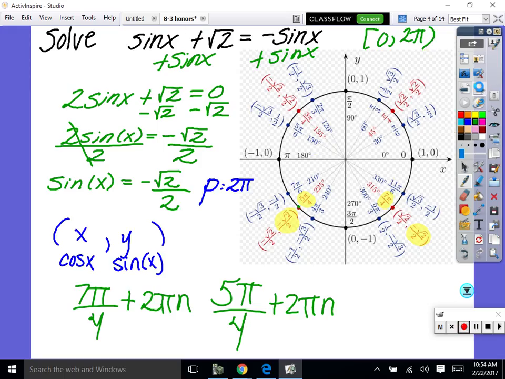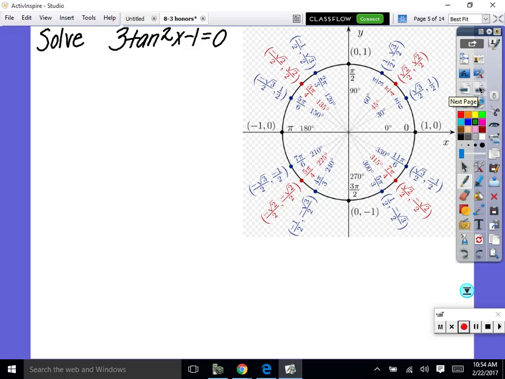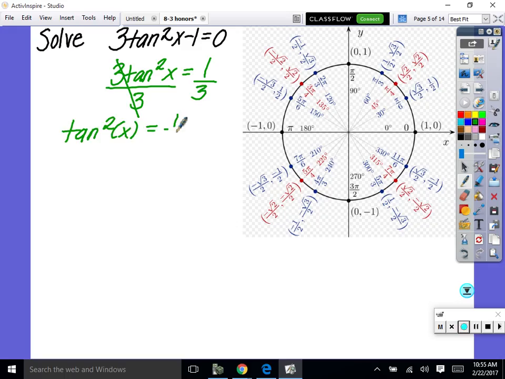Okay, awesome. Next problem, it says solve. So notice, we just follow algebra steps. Get the trig function alone. So we have 3 tangent squared of x minus 1 equals 0. We try to use algebra to solve the easiest way possible. So it's quadratic, but we're able to solve this one pretty easily. Good, so we have 3 tangent squared of x equals positive 1. Then we would divide both sides by 3. So we have tangent squared of x equals 1/3.